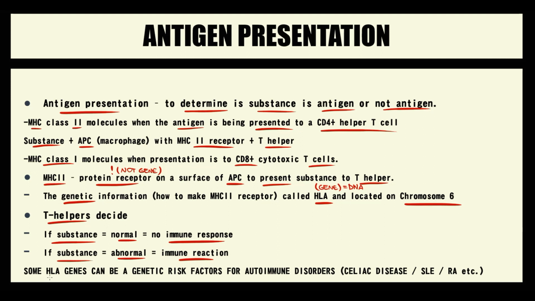Why are HLA genes important? Because some HLA genes can be genetic risk factors for autoimmune disorders, such as celiac disease, lupus, or rheumatoid arthritis. So we can use HLA genes as a screening method that would help us to make a diagnosis. And to understand how it works, we have to know how antigen presentation occurs.